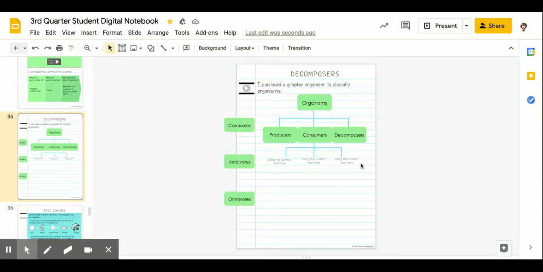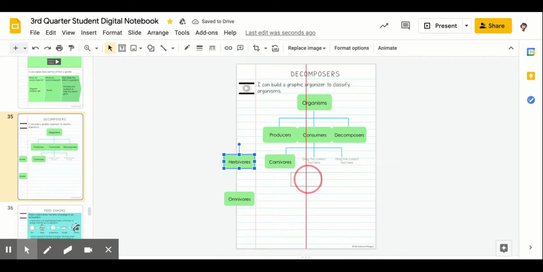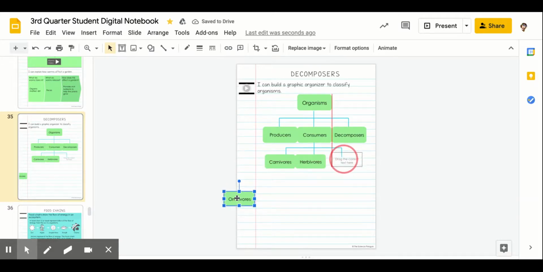Consumers can then be broken down even more into carnivores, meaning that they only ate animals, only ate meat. Herbivores, meaning that they only ate plants, or omnivores, meaning that they could eat both.